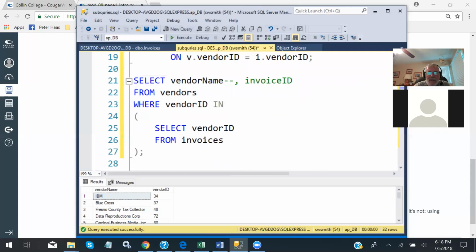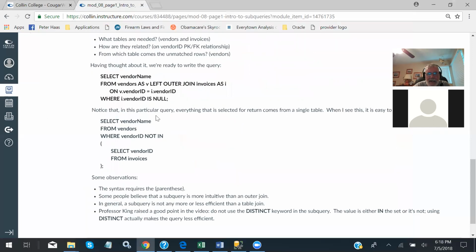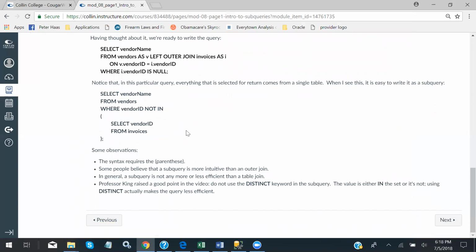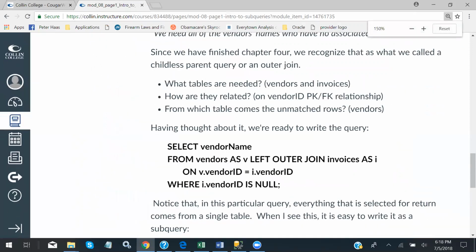So the sub-select is limited in its use, and I point that out here. In this particular query, everything that is selected for return comes from a single table. And anytime I'm in that world where it all comes from a single table, I can use it as a subquery very easily. Some observations here. Let's see if I can blow that up a little bit bigger.